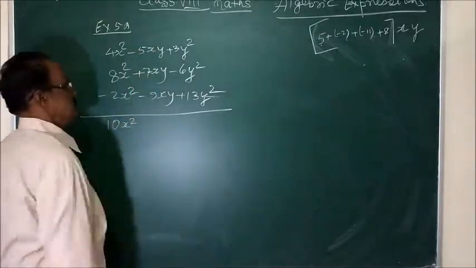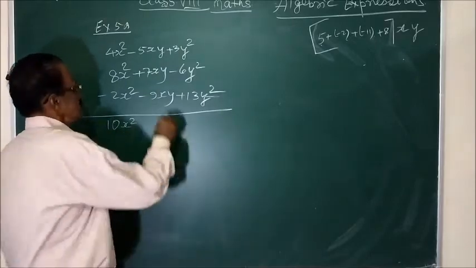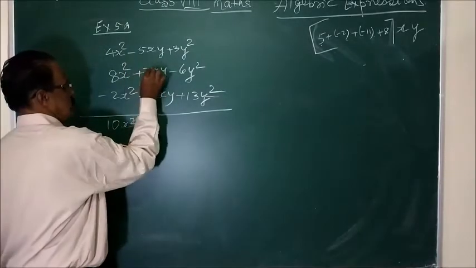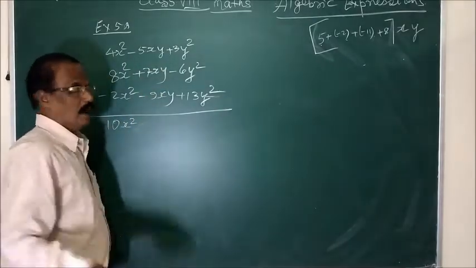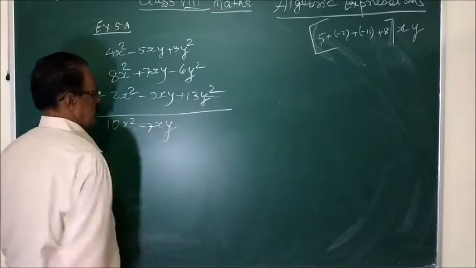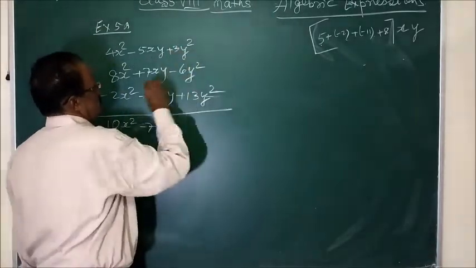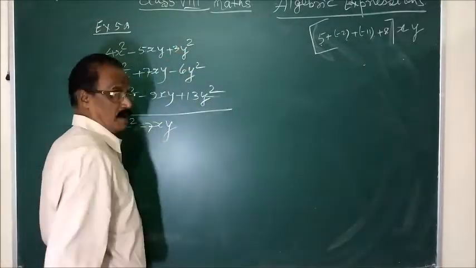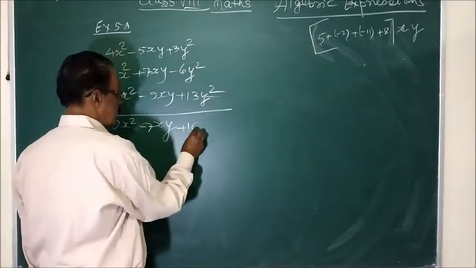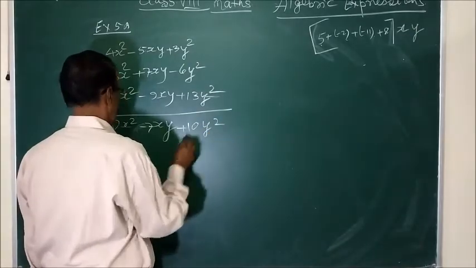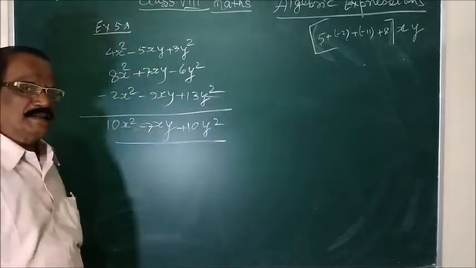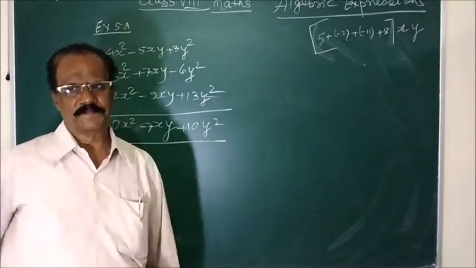Minus 5, plus 7: 7 minus 5, 2, this is positive 2. And plus 2 or minus 9, minus 7. So you divide and this will be that variable. Now here the coefficients: plus 3, minus 6, plus 13, plus 10, 10y squared. Now this is the sum. Now this method is called column method.